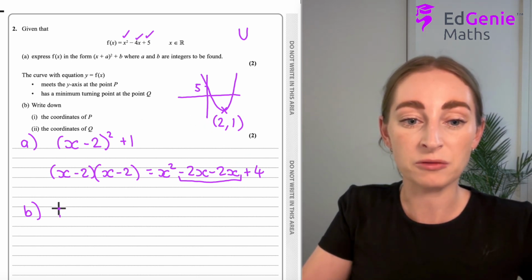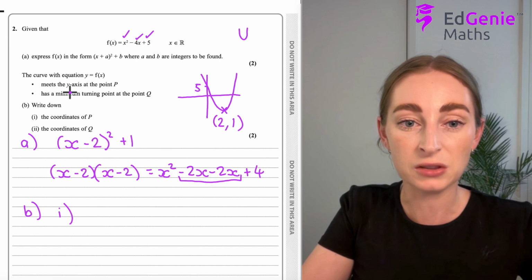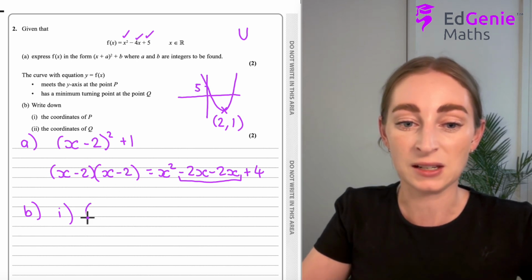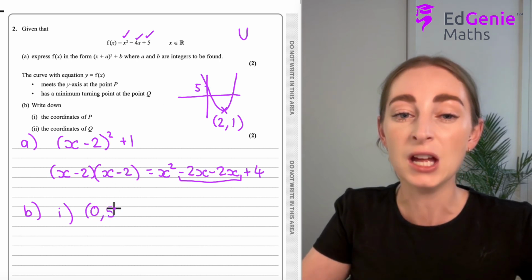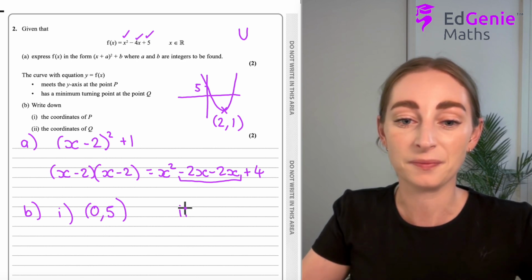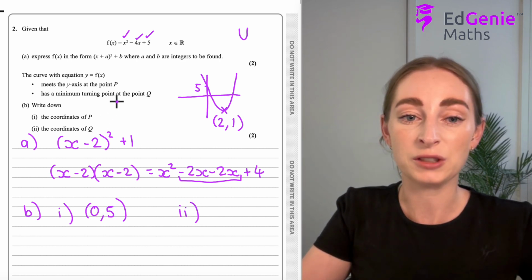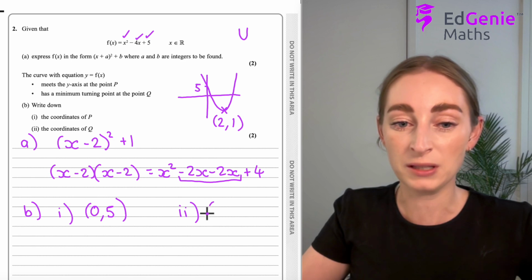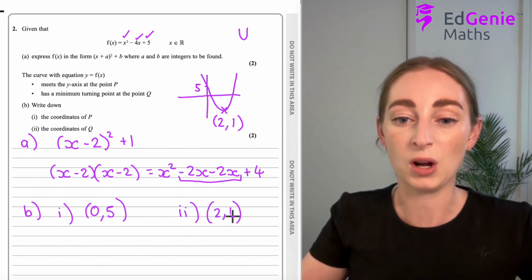Find the coordinates of P. P was on the y-axis, so that's going to be 0, 5, because it does say the coordinates, so you want it as a coordinate. And the coordinates of Q, which was our minimum turning point, is going to be 2, 1.